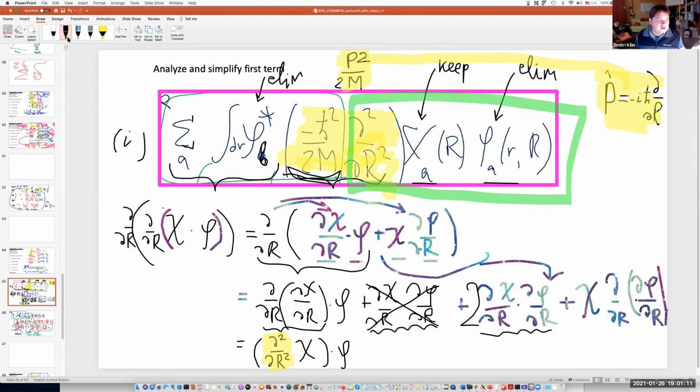Let me change to a different color. So this one will be the pure kinetic energy term, the pure nuclear kinetic energy term, pure. As you can guess, the rest of the terms are impure, not because they are bad, but because they are very uncomfortable mathematically. So they show quite a strange situation.